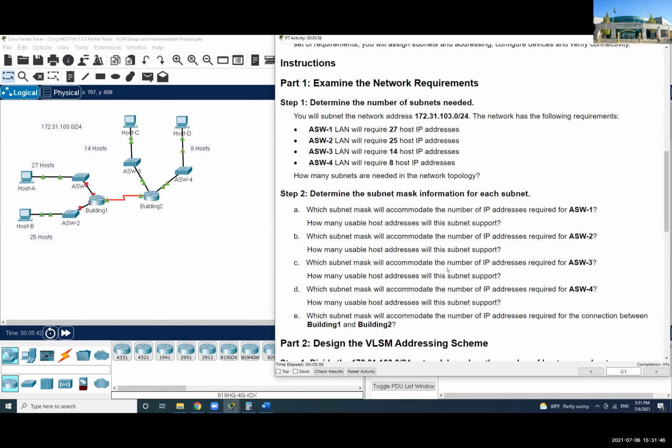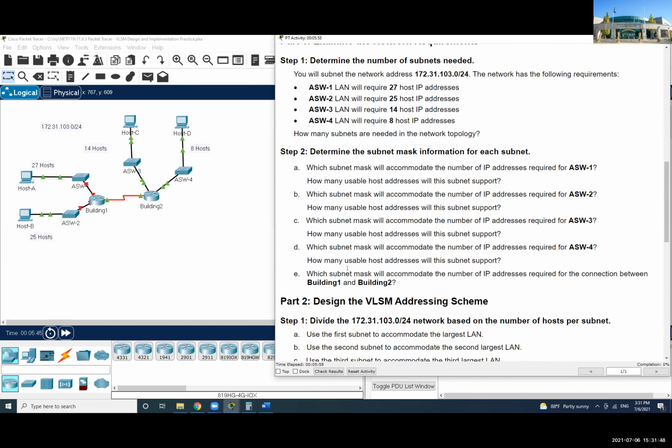You have to find out, right? Now, which subnet mask supports the number of IP addresses required for the connection between the two buildings here? What should be the subnet mask that saves a lot of IP addresses and gives enough IP addresses to support the point-to-point connection here? For the point-to-point connection, actually you only need 2 usable addresses. One for this one and one for this one here. So what do you think? What is the subnet mask for the point-to-point connection?